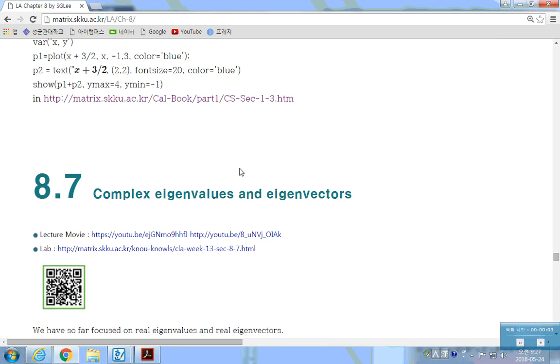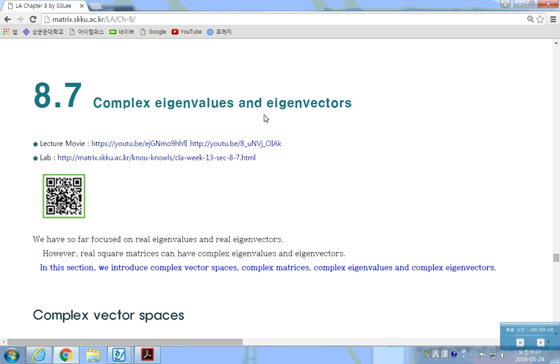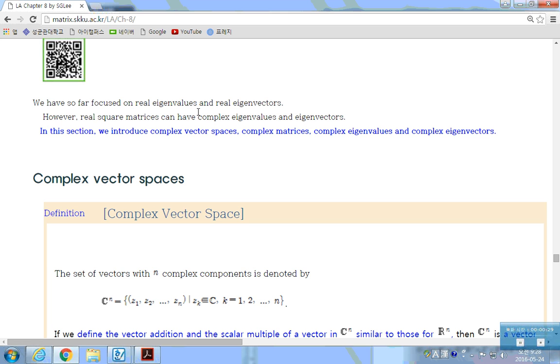Okay, today we start section 8.7, complex eigenvalues and eigenvectors. So far, we have studied matrices whose entries are all reals. But some matrices whose entries are all real can still have eigenvalues which are not real. So we look at those first in this section.